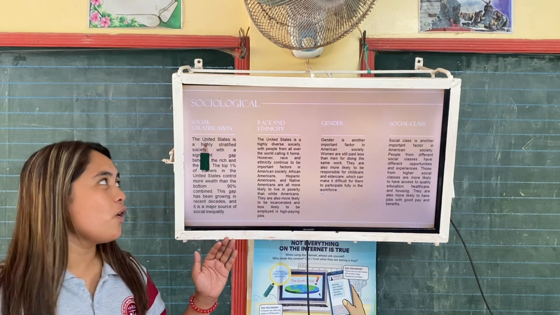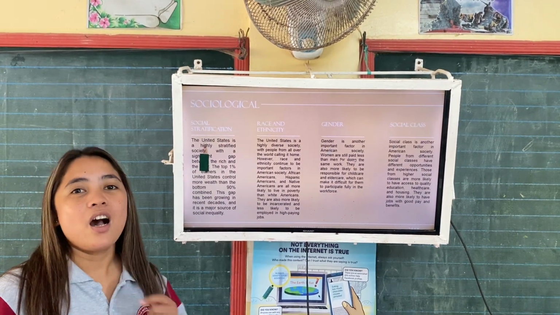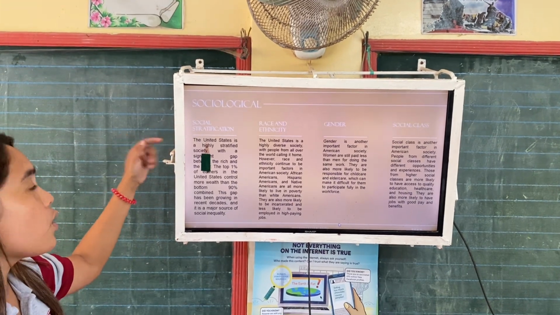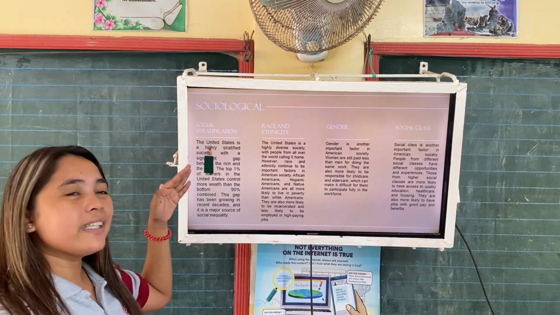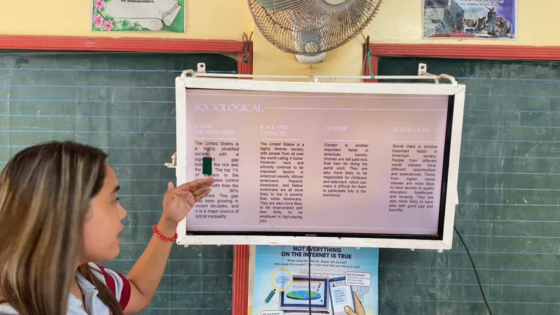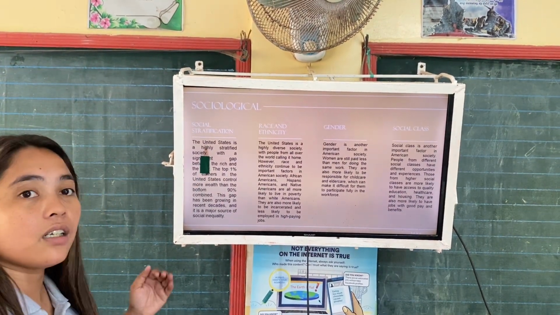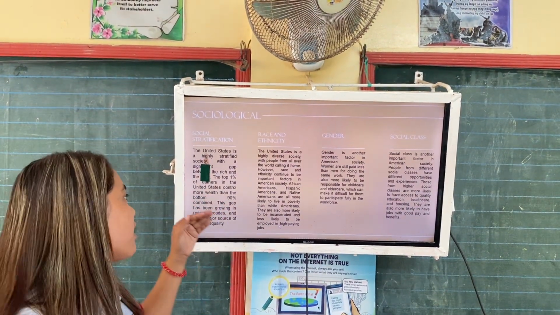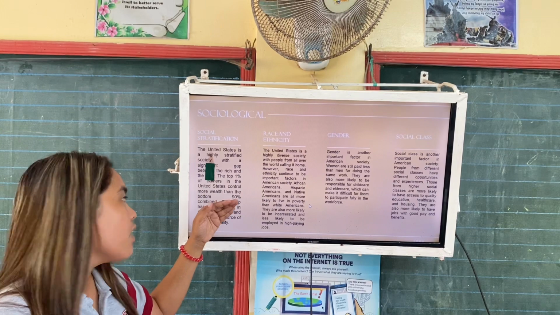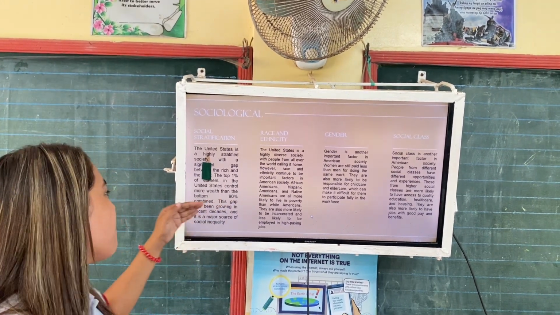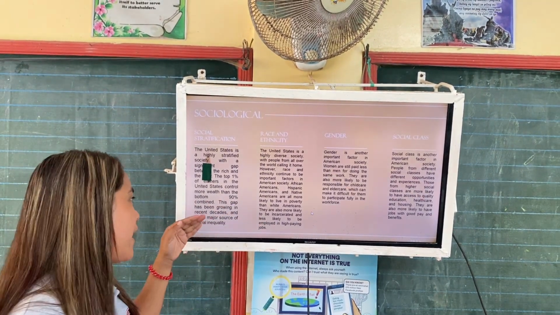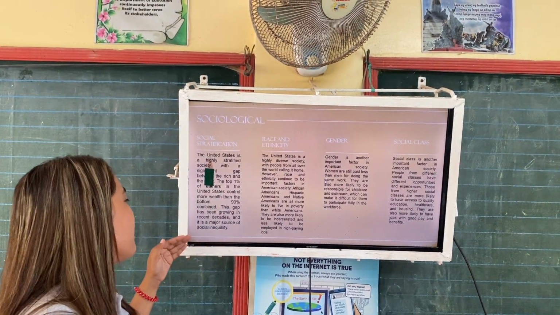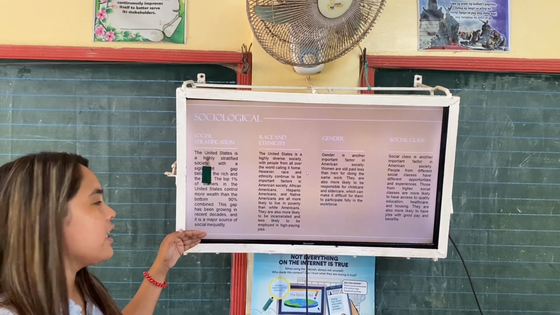And now let's move on to the sociological aspects of the USA. So first, as you can see there, social stratification. The United States is a highly stratified society with a significant gap between the rich and the poor. The top 1% of earners in the United States control more wealth than the bottom 90% combined. So this gap has been growing in recent decades, and it is a major source of social inequality.